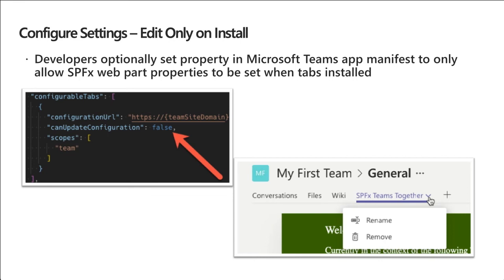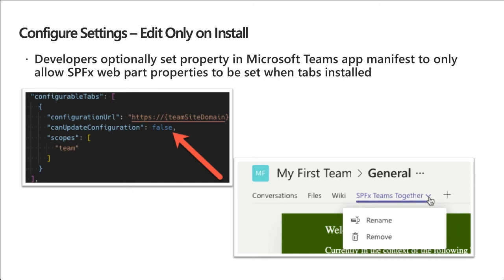And so what I want to have the ability to do is say that only certain people can add a tab to a Microsoft Teams team, but not everybody can then go in and change the settings. And so what I can do is go into the manifest file for our custom Microsoft Teams tab, and I can change one of the properties, canUpdateConfiguration. I can change this from true to false. By default, it's going to be set to true, but you can change it to false if you want.